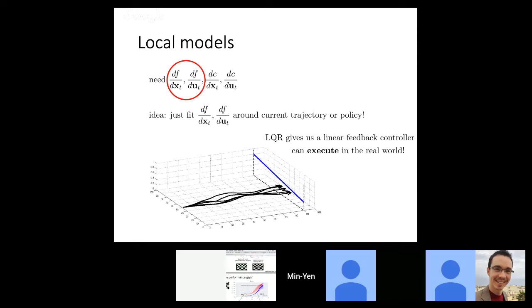So how do we find this local model? How do we find these derivatives? We run this policy, and we gather some samples, some trajectories from running this policy, and we collect data points. We collect a set of trajectories, and then we're trying to find the derivatives on the trajectories.